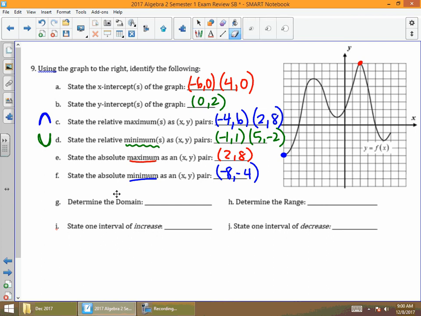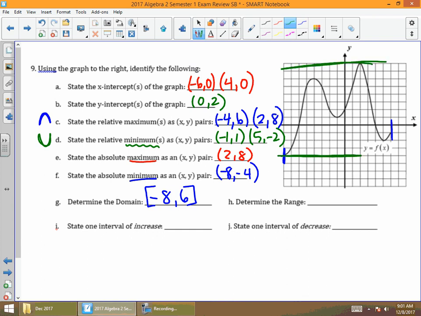For your domain, you want to look left to right on your graph. The farthest to the left your graph reaches, it's -8. Solid point there. Farthest to the right your graph reaches is right here, and that's the x-coordinate of 6. Your range is low to high. So the lowest is here, and the highest is here, just to figure out what those values are. This one's down at -4, and this one's up at 8.